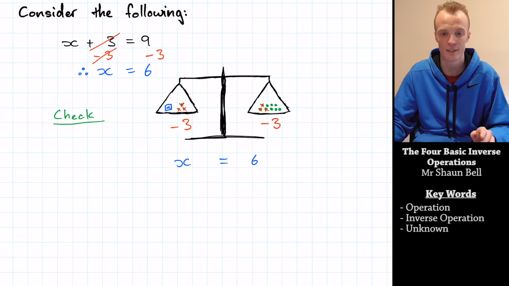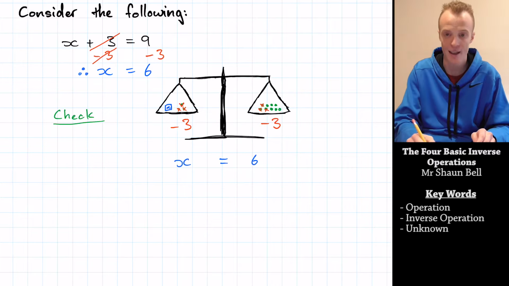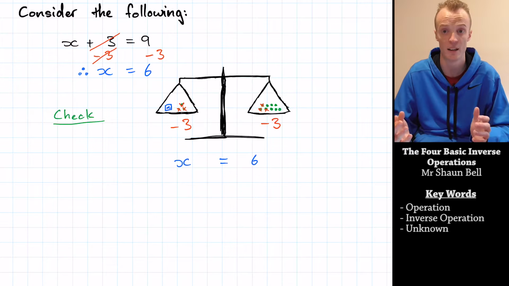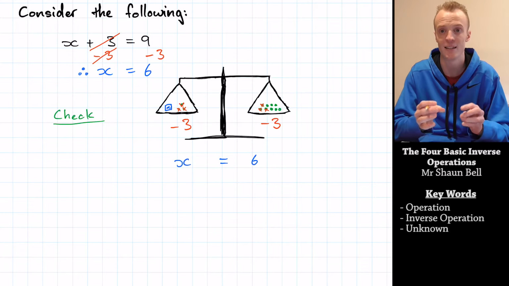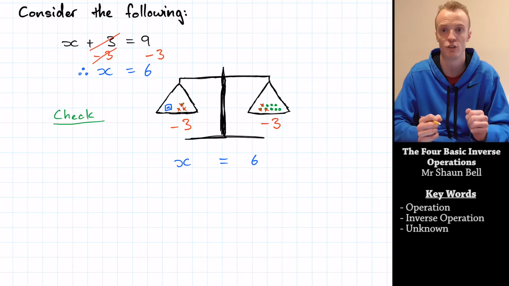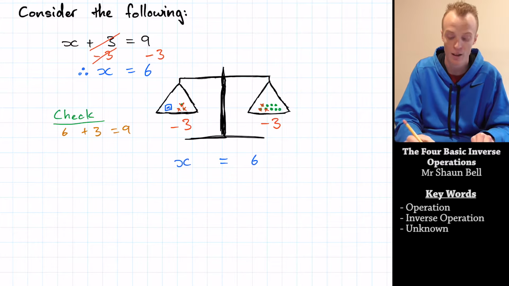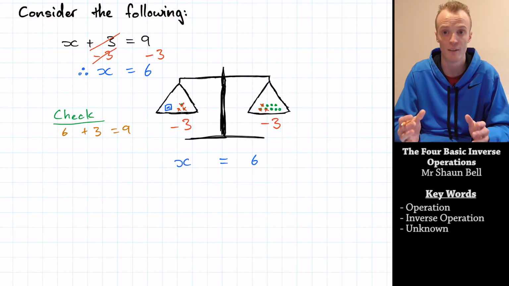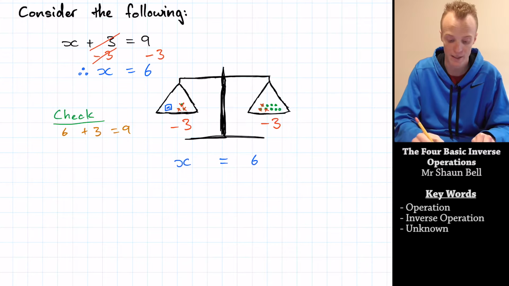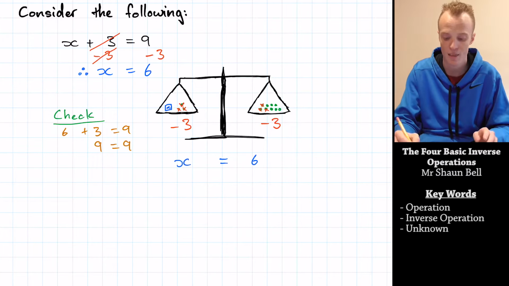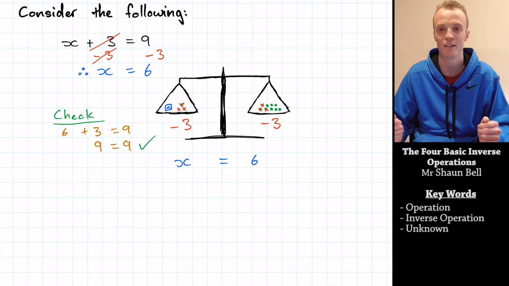What we do in a check step is we take that x value we think it is, we think it's 6, and we replace the x in the original problem, known as substitution, with that 6. So we've got 6 plus 3 equals 9. Now, if we've found the right answer, this should be true. Now 6 plus 3 does equal 9, 9 equals 9, therefore we've found ourselves the correct answer.